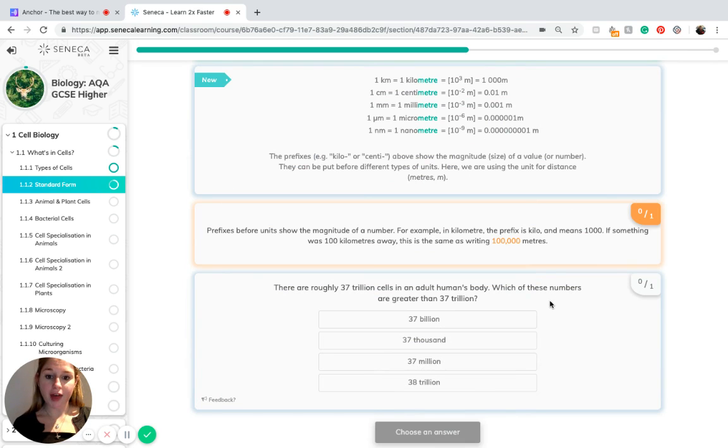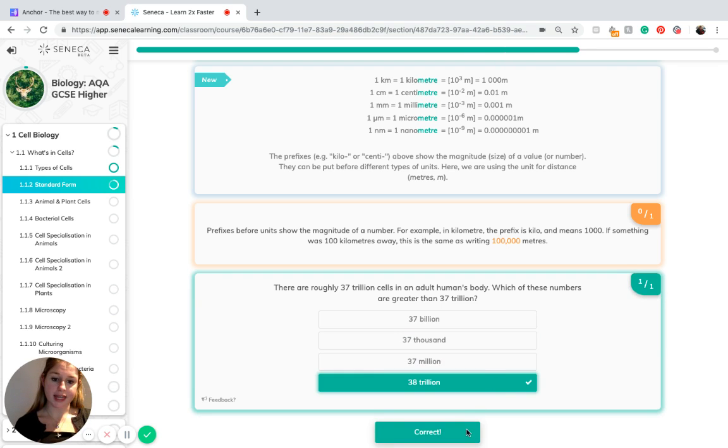So there are roughly 37 trillion cells in an adult human's body. Which of these numbers are greater than 37 trillion? 37 billion, 37,000, 37 million, or 38 trillion? So we know that 37 billion is a smaller number than trillion. 37,000 is also smaller, and so is 37 million. So the answer must be 38 trillion.